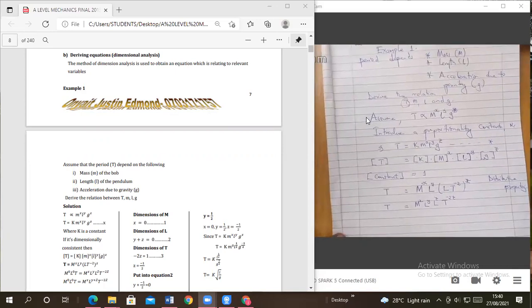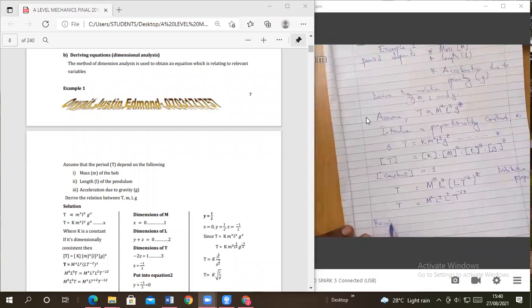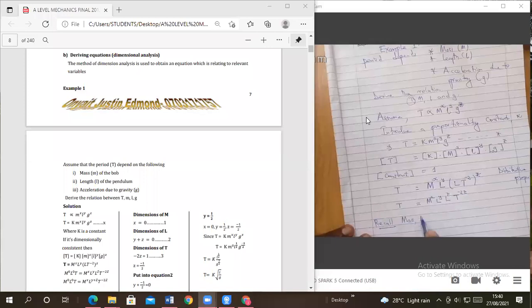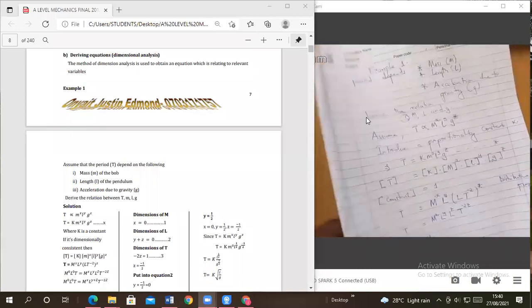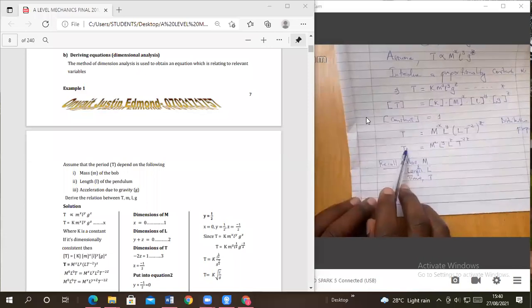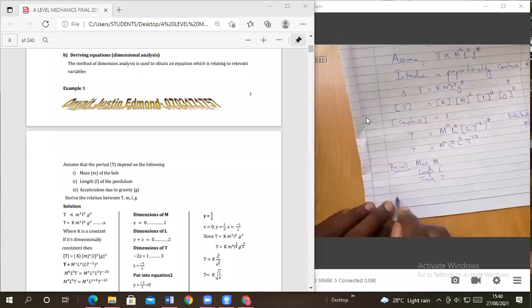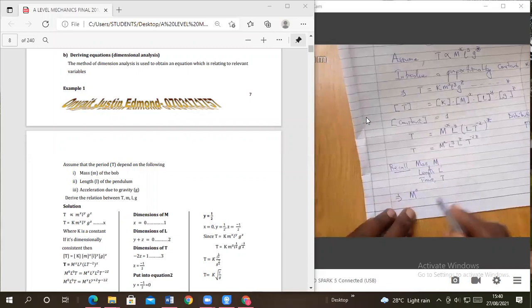Now, recall what we are interested in here. We are interested in mass, which is capital M, in length, which is capital L, and in time, which is capital T. Now, on the left-hand side, we have only T. So this is the same as saying M to the power 0, because it still remains 1, then L to the power 0, then T to the power 1. And this T is the one we have here.